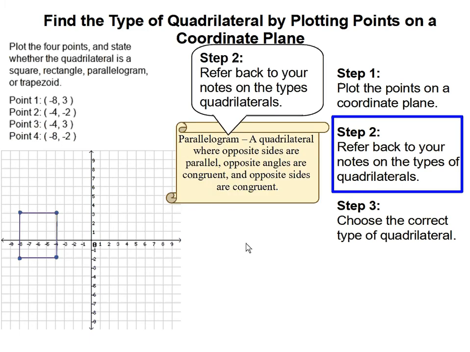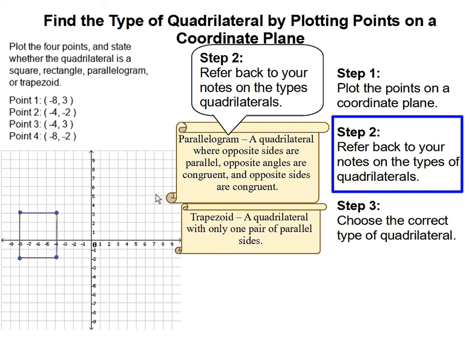Alright, so here's the definition of a parallelogram. It's a quadrilateral where the opposite sides are parallel, the opposite angles are congruent, and the opposite sides are congruent. So let's see. So definitely a quadrilateral, 4 sides. Opposite sides appear to be parallel here. Okay, opposite angles appear to be congruent. They all appear to be 90 degrees. And the opposite sides appear to be congruent. So we have a parallelogram. So most people would say we're done. Okay, but let's give the rest a shot here.